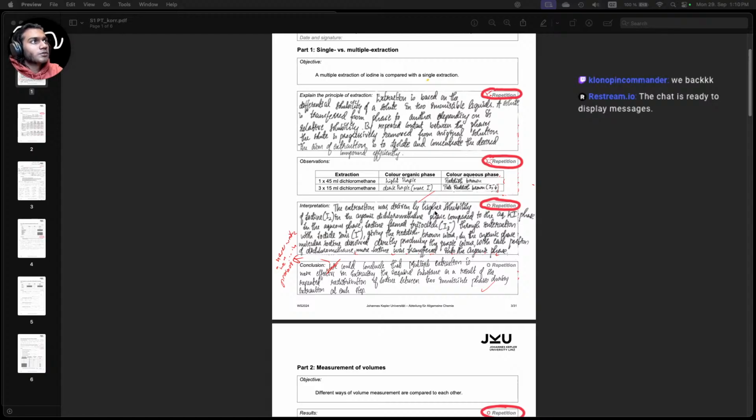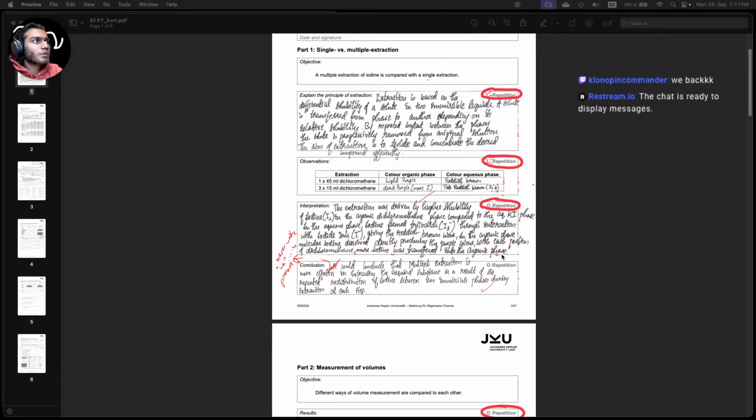Interpretation. Extraction was driven by higher solubility of iodine in the organic dichloromethane phase compared to the aqueous potassium iodide phase. In the aqueous phase, iodine formed triiodide through interaction with iodide ions, giving the reddish brown color. In the organic phase, molecular iodine dissolved directly, producing the purple color. With each portion of dichloromethane, more iodine was transferred into the organic phase.